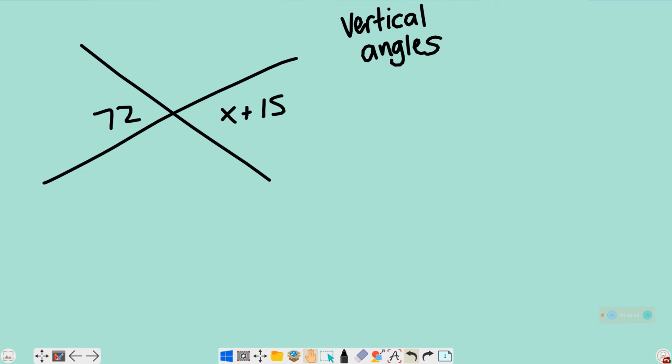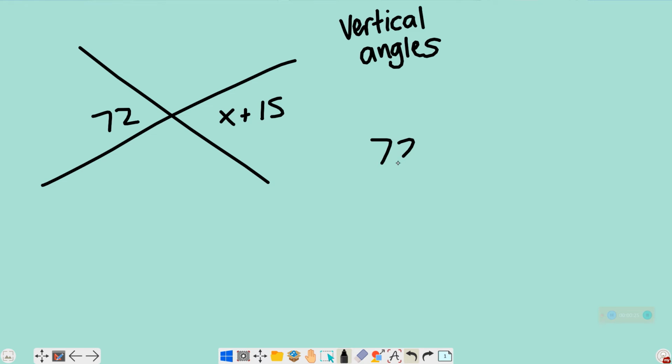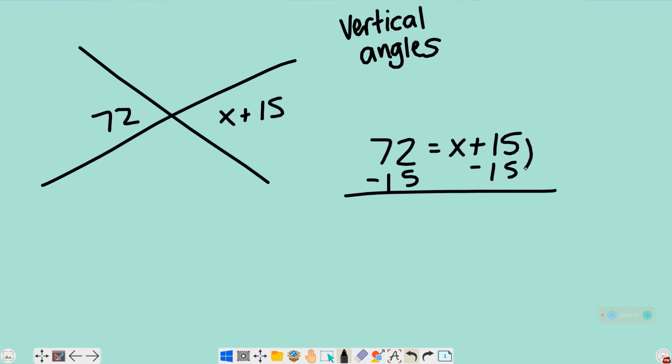So we can say that these two things are equal to each other. And then we just have to solve for x. One way we can do that, if we want x all by itself, is we need to eliminate this 15. To get rid of that 15, we have to do the opposite. It's added right now, so we want to subtract to get rid of it, because then you have 15 and a negative 15, which makes 0. So those are gone. And now we just need to do 72 minus 15.